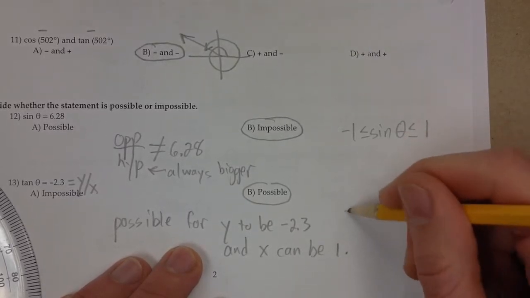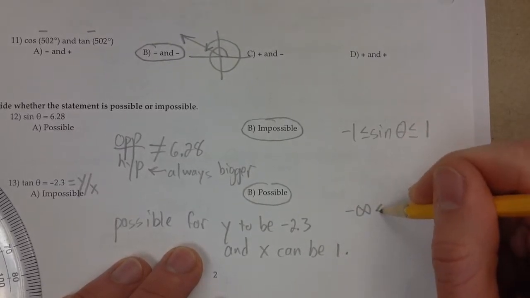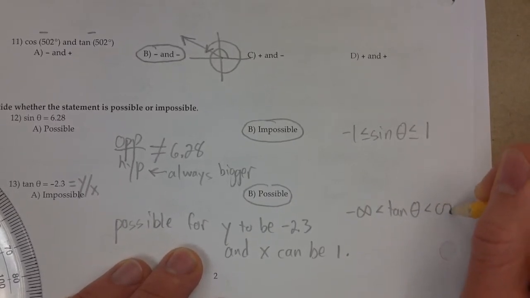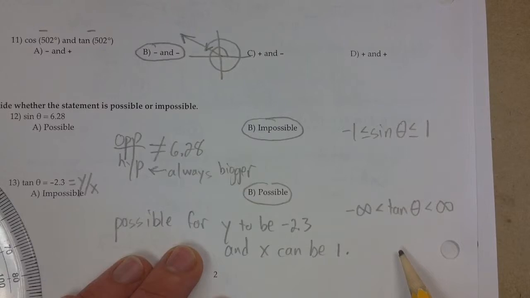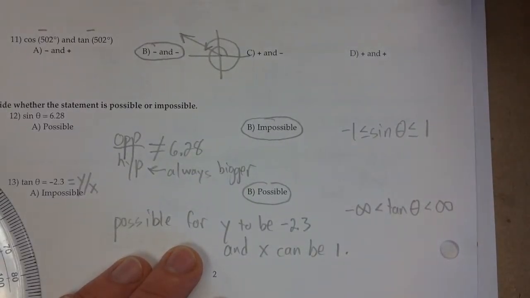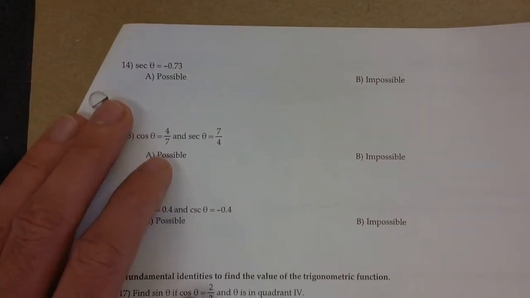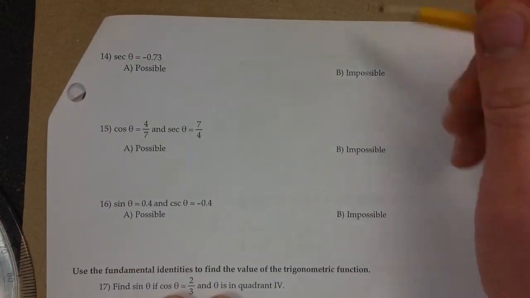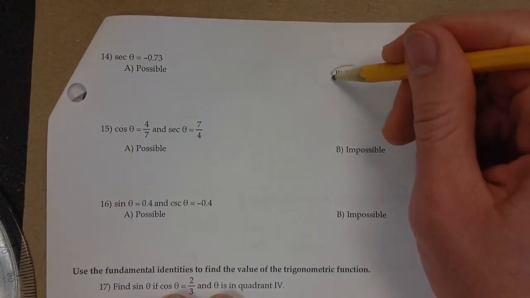Tangent has no bound. So anything's possible with tangent. Anything's possible. Secant, can it be negative 0.73? No. Impossible.